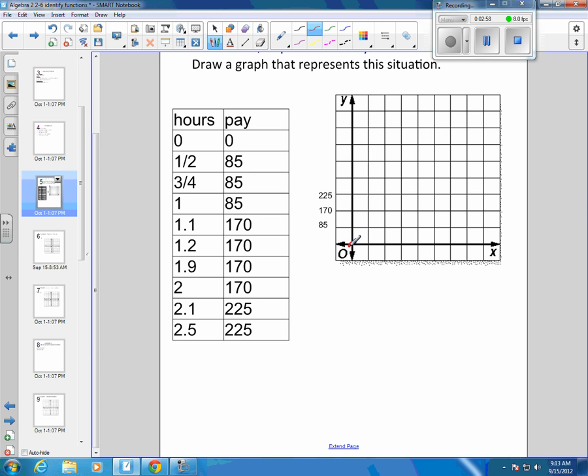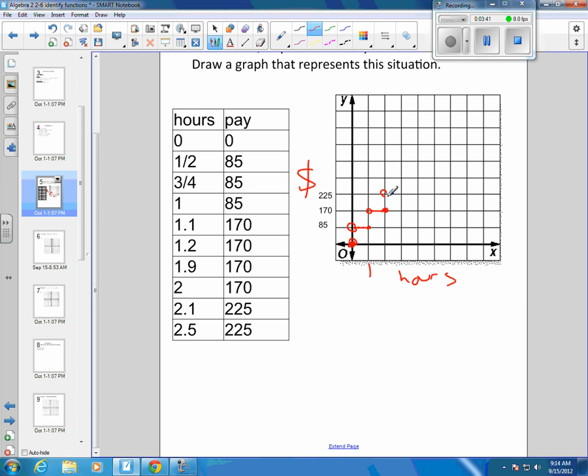So at 0 hours, I pay $0. At a half an hour, this would be hours, and this is pay. A half an hour, I'm going to be paying 85, and 3/4, I'm going to be paying 85, and at 1 hour, I'm going to be paying 85. So anywhere after the time I walk in the door, up until 1 hour, I'm going to be paying $85. Then, right after 1 hour, the second I pass it, I'm going to be paying $170 up until I get to 2 hours.